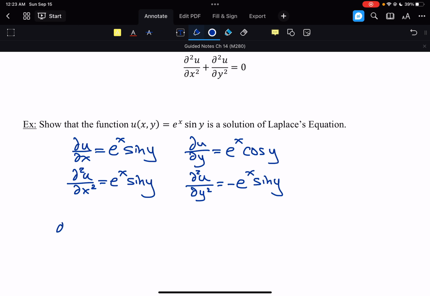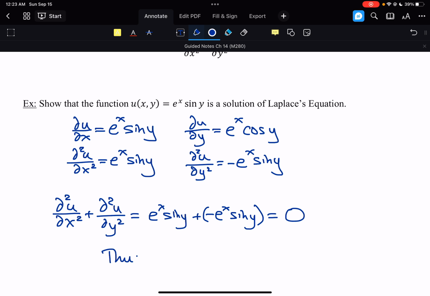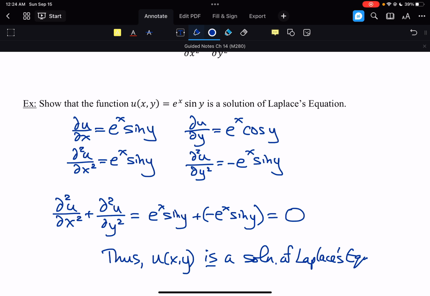And you might be able to see where this is going. Partial squared u with respect to x squared plus partial squared u with respect to y squared. That is e to the x sine of y plus negative e to the x sine of y, which are opposites, so they add to 0. So it does satisfy that relationship from Laplace's equation. So we can say, thus, u of xy is a solution of Laplace's equation.